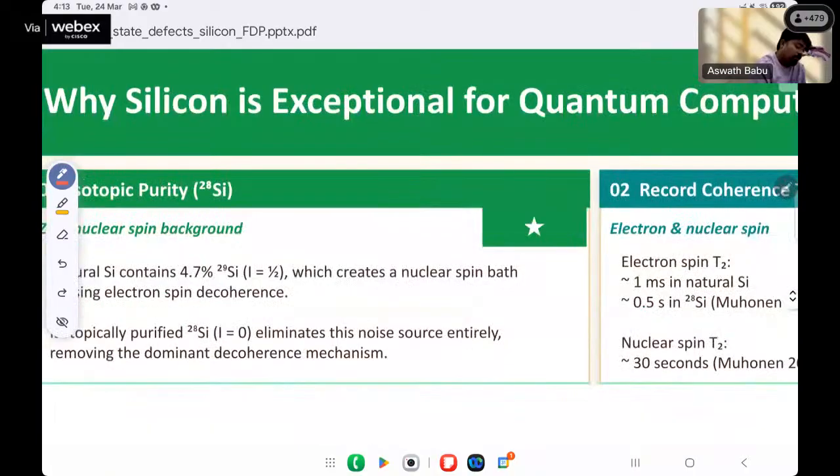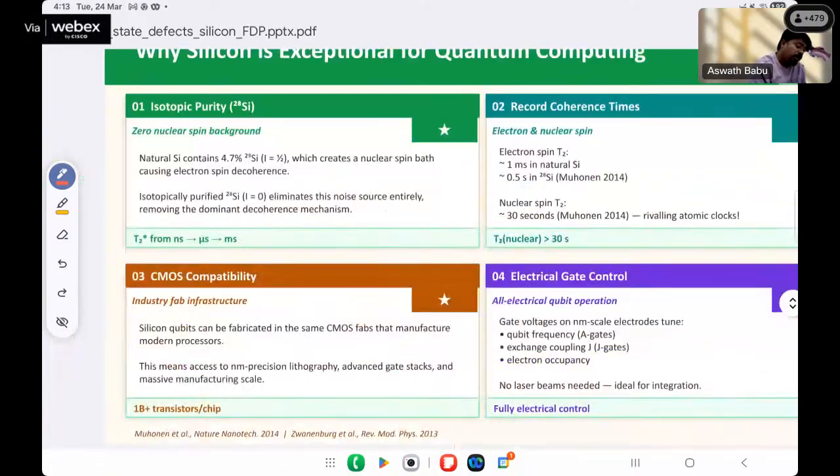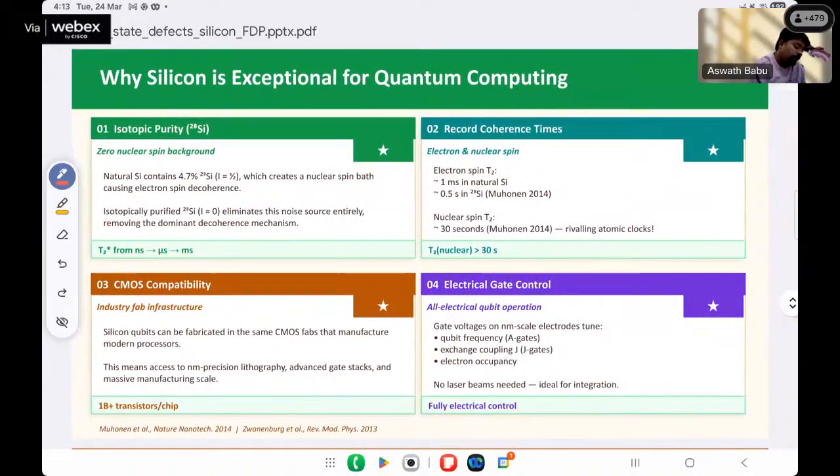Okay, so why is silicon exceptional for qubits? There are so many things. I can use isotopes. I can have pure silicon, which can be used for memory. We can have very good coherence times: 1 millisecond for an electron, and starting from 30 seconds for a nuclear spin.